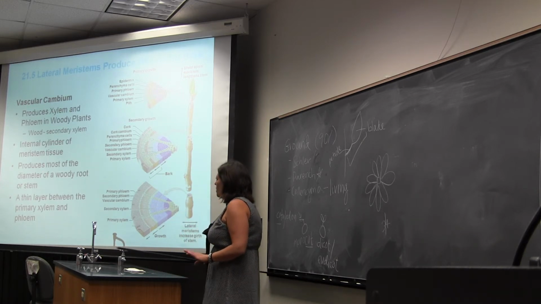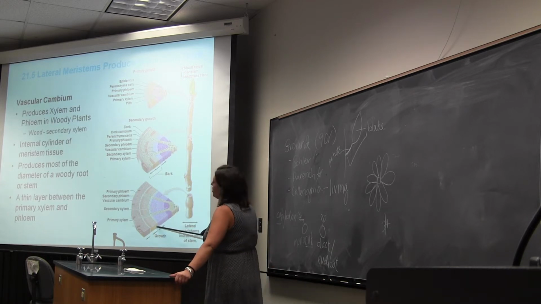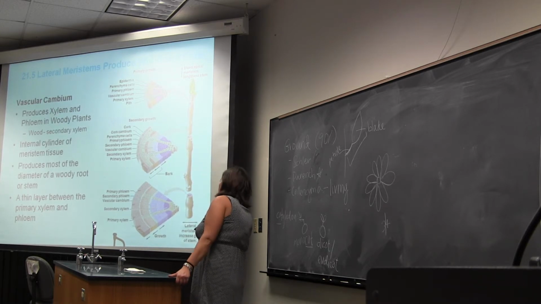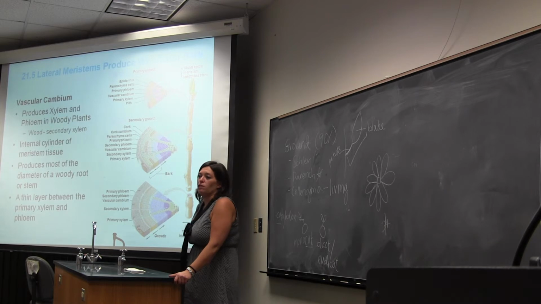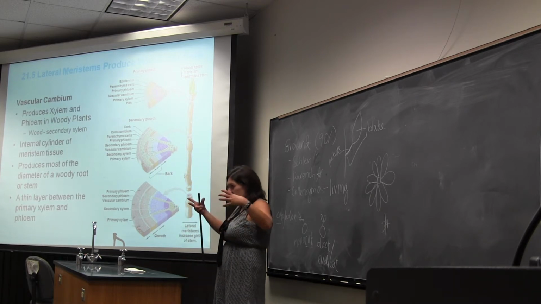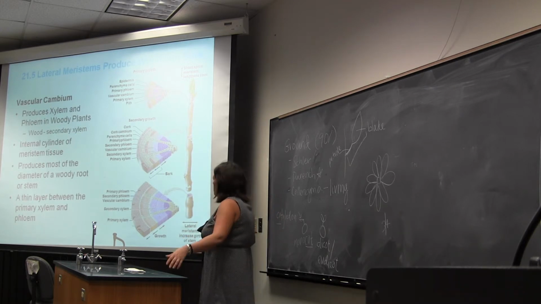But the vascular cambium is going to be responsible for making these new layers of xylem and phloem within a tree once it ages. And again, this is all happening in secondary growth, so as the tree is getting wider and older.